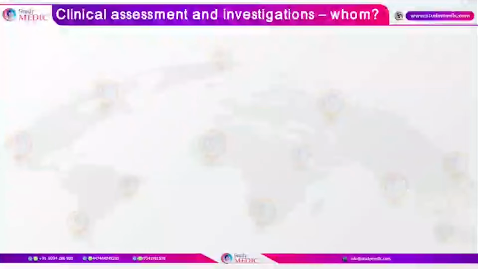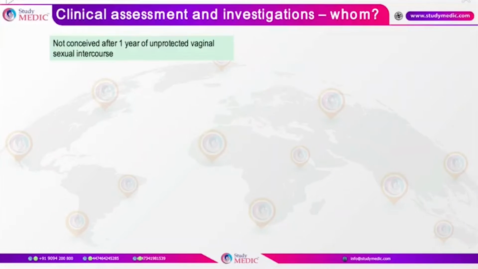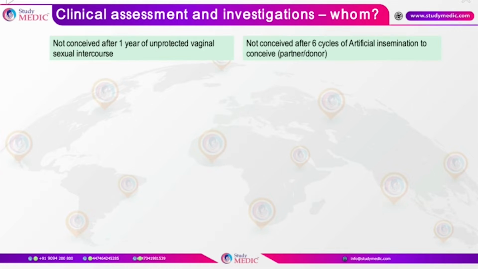So for infertility assessment or clinical assessment, what are the investigations and whom should we ask for them? A couple who is having unprotected sexual intercourse for 1 year and who are not conceiving, or after 6 cycles of artificial insemination, either with a partner's sperm or a donor sperm, are the people we will refer to the fertility specialist for further evaluation. In certain cases, early referral will be considered.